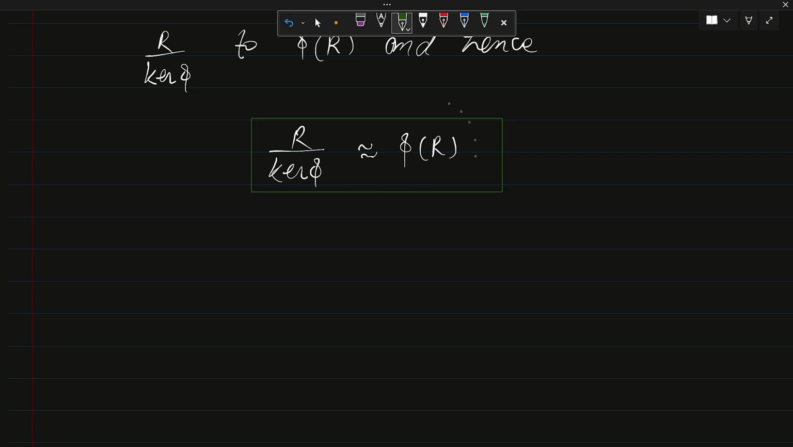अब ये हमें बता क्या रहा है कि जब भी हमारे पास एक रिंग R है और एक मैपिंग फाई है विच इज द रिंग होमोमॉर्फिज्म, तो उस रिंग होमोमॉर्फिज्म की हेल्प से we can have a structure R upon kernel of phi which is isomorphic to the image of R. Okay.